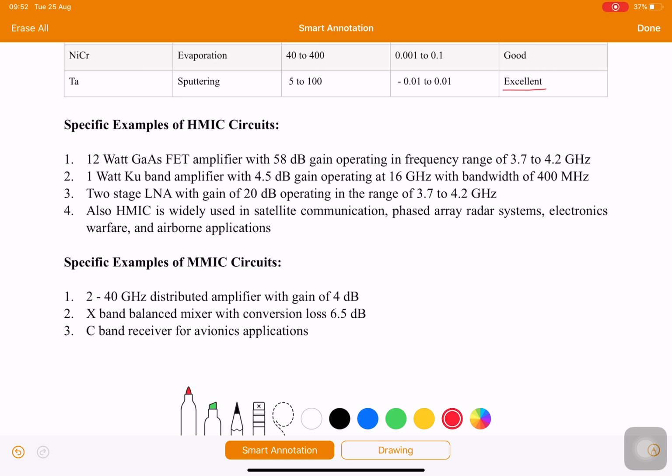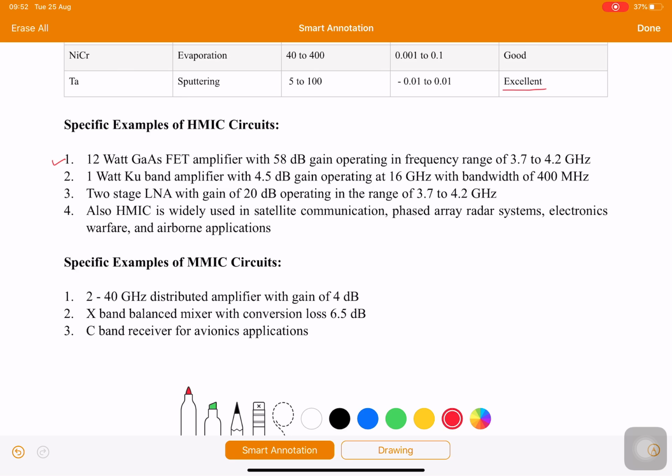The examples of hybrid microwave integrated circuits and their typical applications are mentioned here. One is used in a 12-watt gallium arsenide field effect transistor amplifier, which provides a gain of around 58 dB, operating in the frequency range of 3.7 to 4.2 gigahertz. This particular amplifier circuit is constructed using hybrid microwave integrated circuit technology.